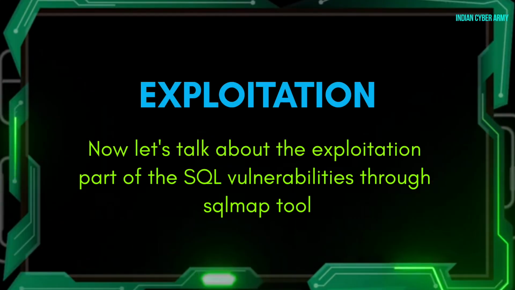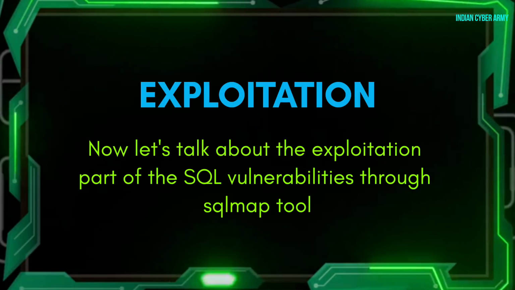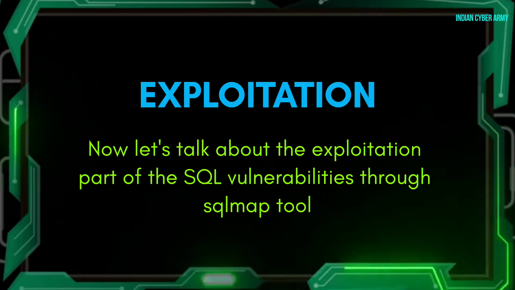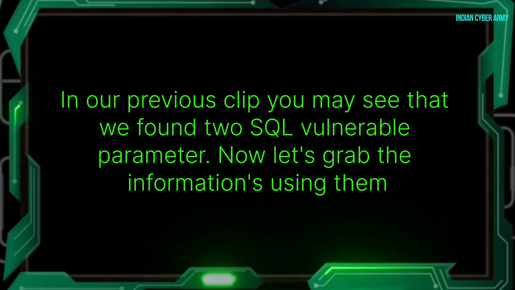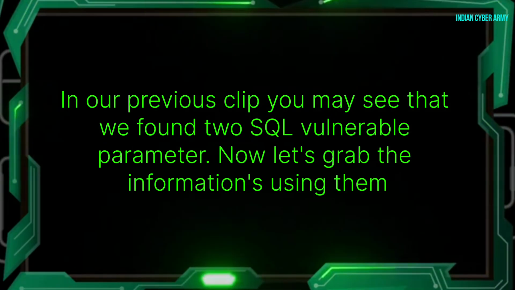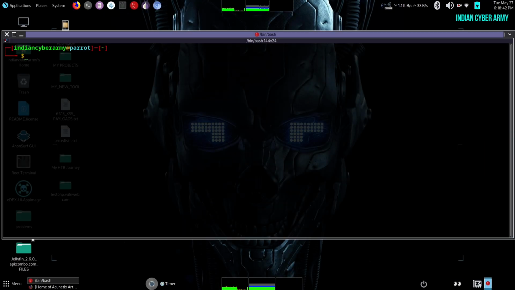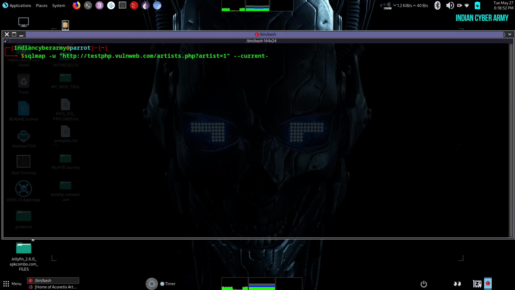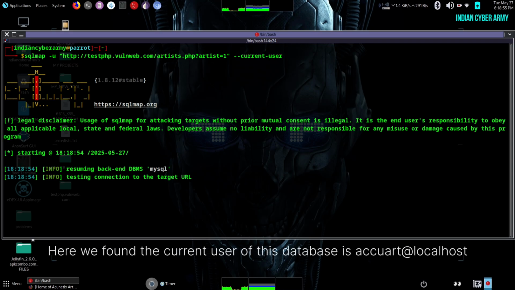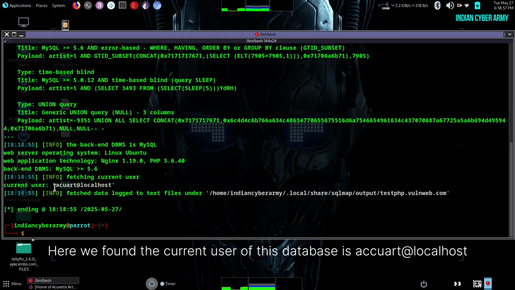Now let's talk about the exploitation part of the SQL vulnerabilities through the SQLMap tool. In our previous clip, you may see that we found 2 SQL vulnerable parameters. Now let's grab the information using them. At first, we grab the current user information of the database using the --current-user option. Here we found the current user of this database is AccuArt at localhost.